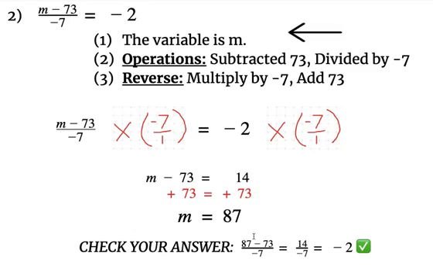We're going to check it by putting it back into the equation. Instead of m minus 73 divided by negative 7, we're going to put 87 minus 73 divided by negative 7. 87 minus 73 is 14. 14 divided by negative 7 is indeed negative 2. So that is our correct answer.